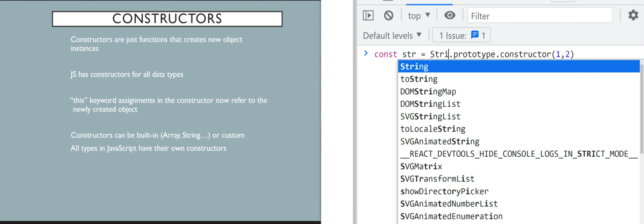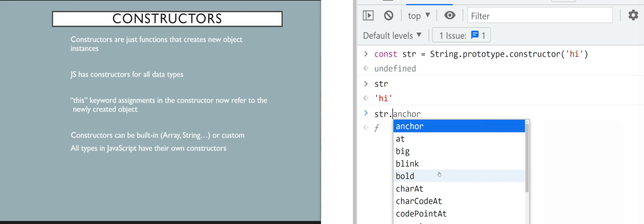Let's try it on type string, see if that works. Let's say String, and we're just going to make this say hi, str, hi. Okay. So that's what happens every single time that you declare a variable and assign it to something. Underneath the hood, JavaScript is using its built-in constructors.